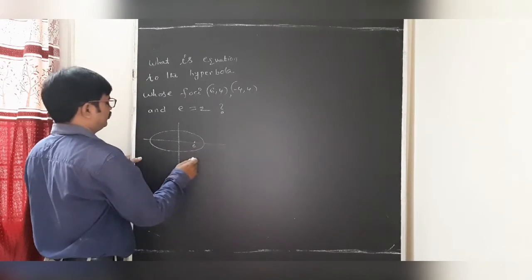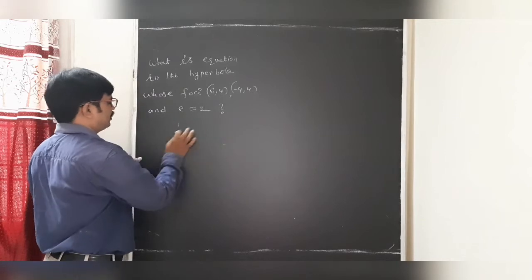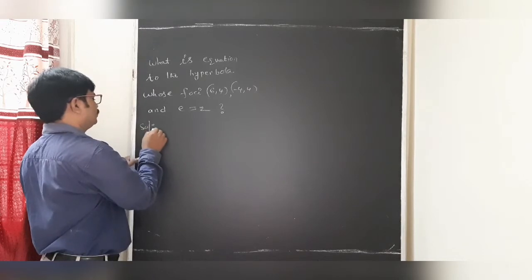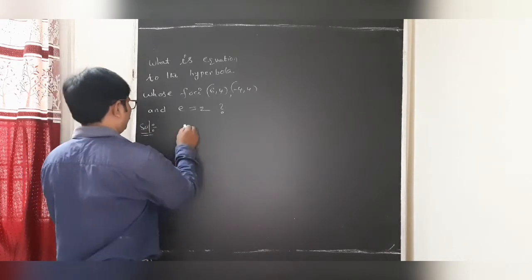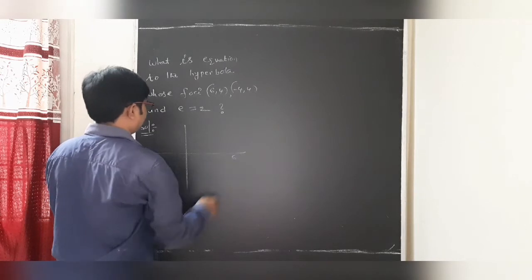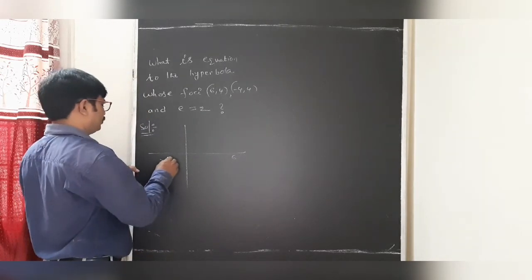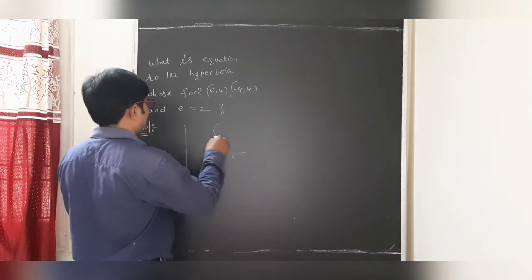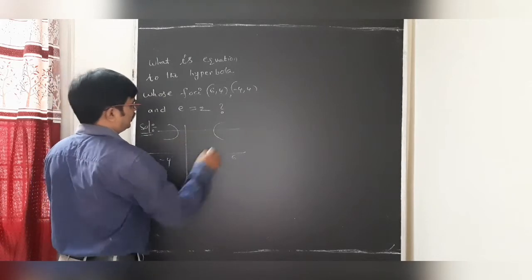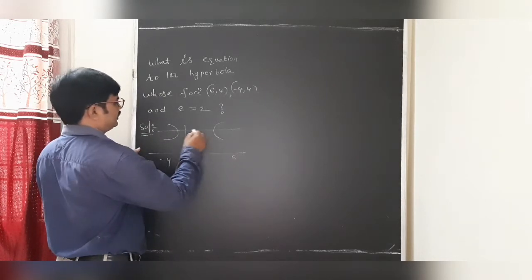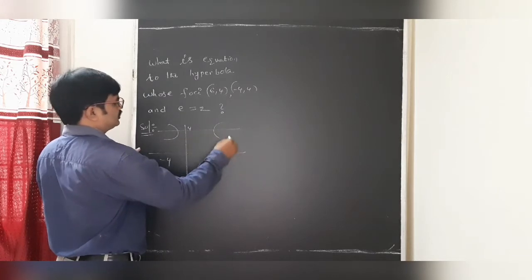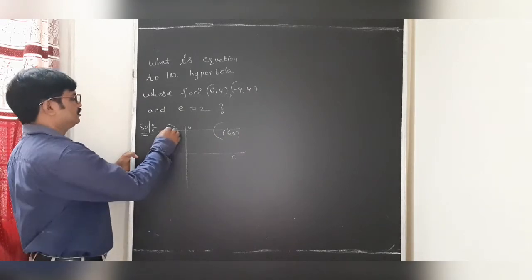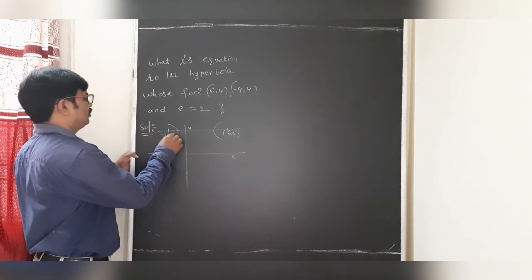Students, when you observe the focus (6, 4), this is parallel to the transverse axis. Undoubtedly, the transverse axis is parallel to the x-axis. We are taking 6 and minus 4. This is the hyperbola. When we take 4, (6, 4) is the focus, and this is (-4, 4).